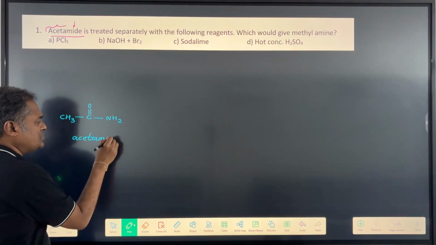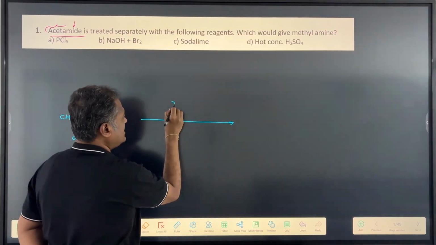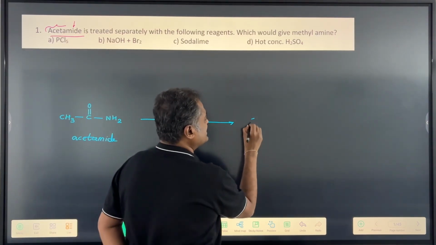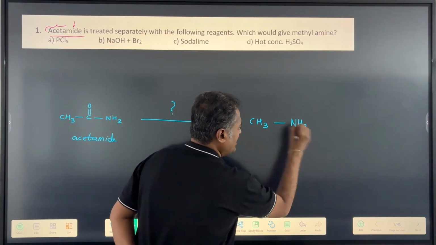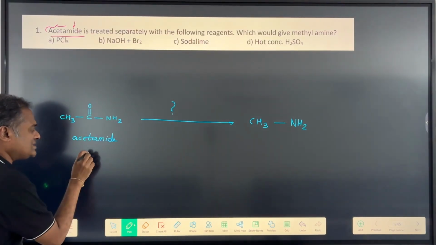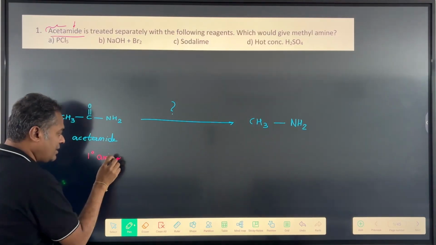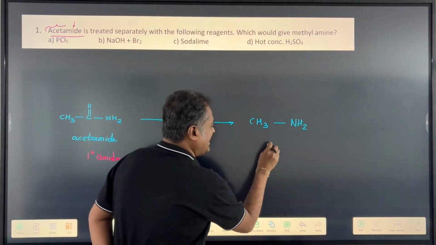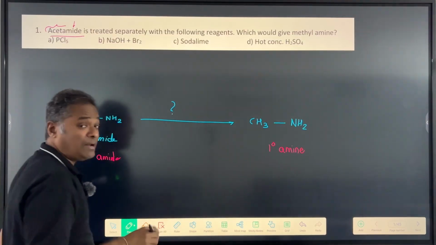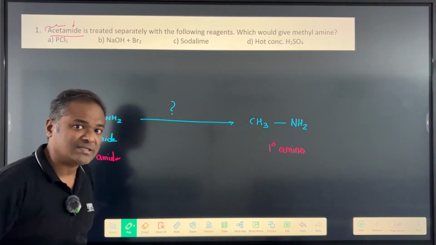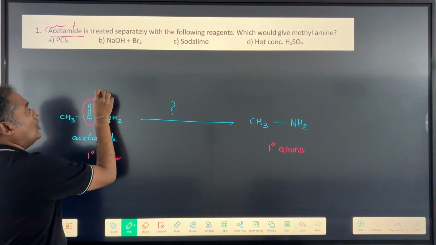Now what they have told in the question is that this acetamide, when treated with something, the product obtained is methylamine. Now basically, if you remember, children, what is this reaction? You can see your primary amide is getting converted to primary amine. That means one carbon atom less. And you can see very clearly that one carbon atom is missing or has been removed.